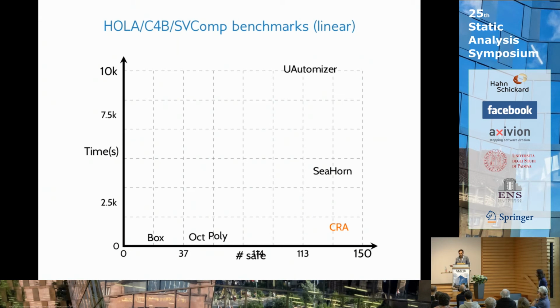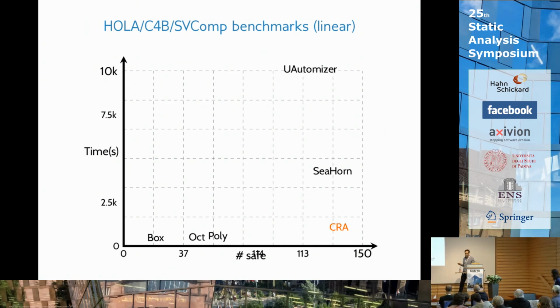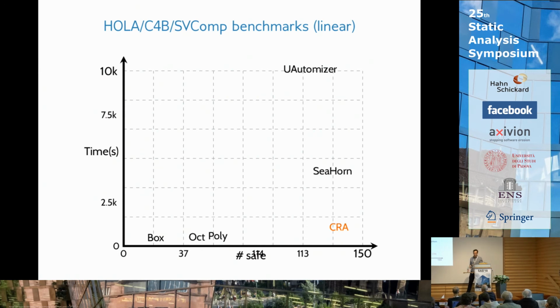What do I mean by intervals? Yeah, but there is an analyzer built into CRA that does a sort of pre-analysis. So this is not the most sophisticated abstract interpreter in the world. It does some widening with thresholds. It does delayed widening, but it doesn't do trace partitioning or anything like that.